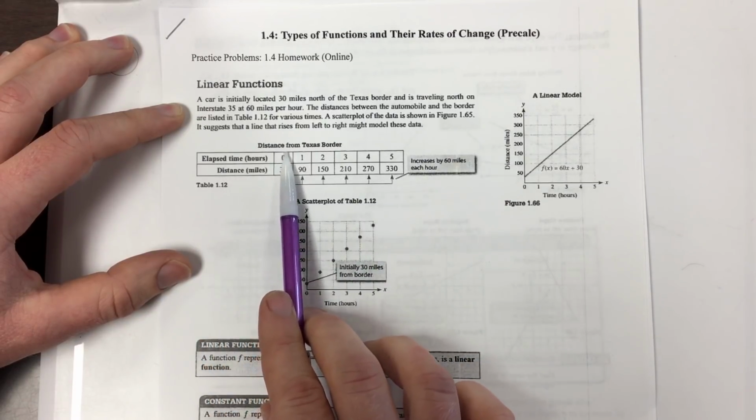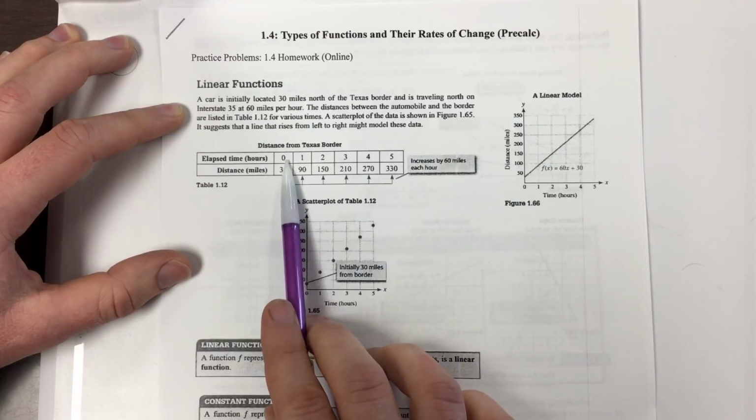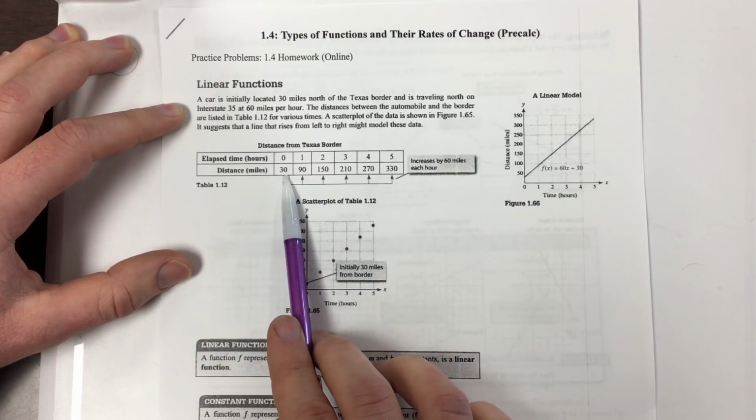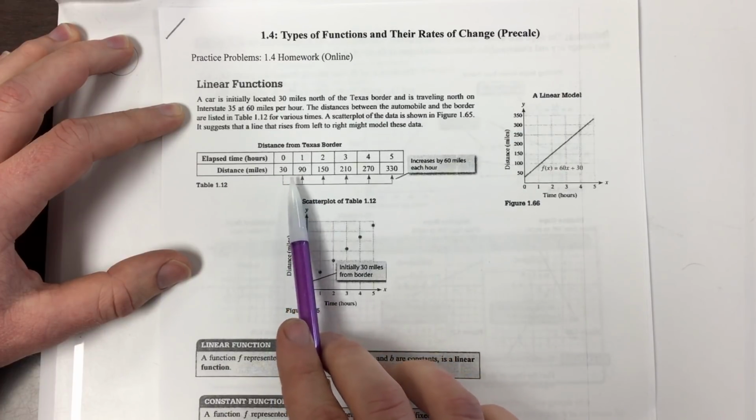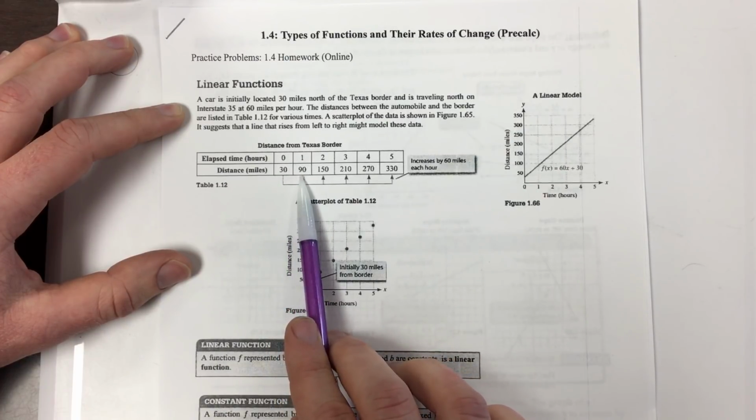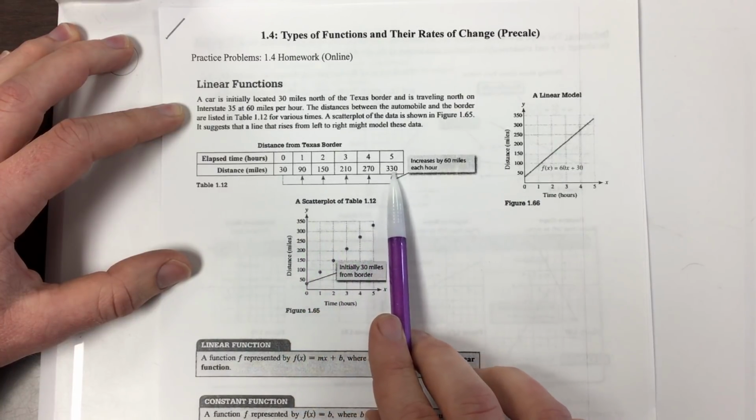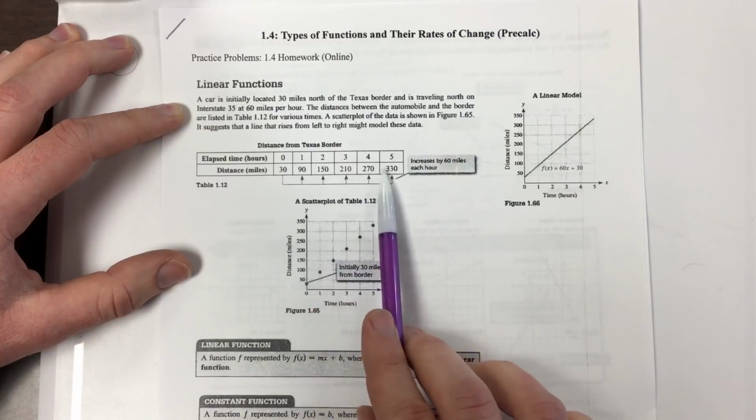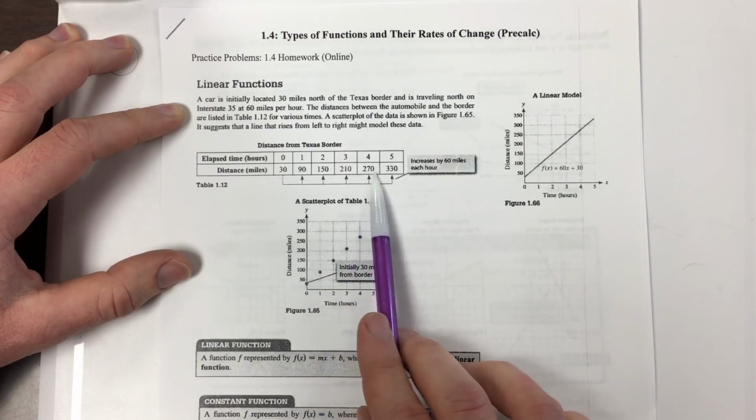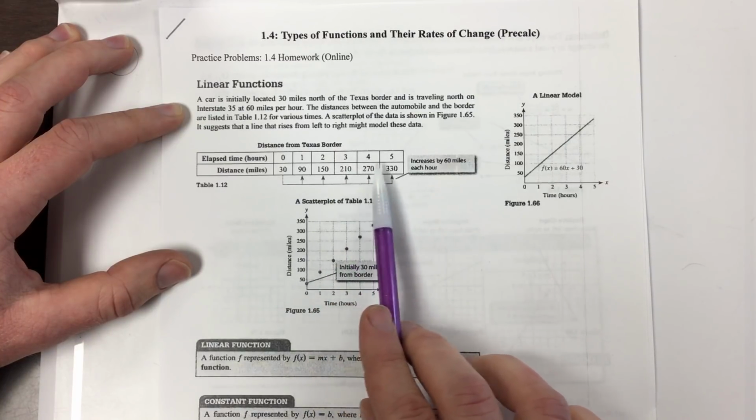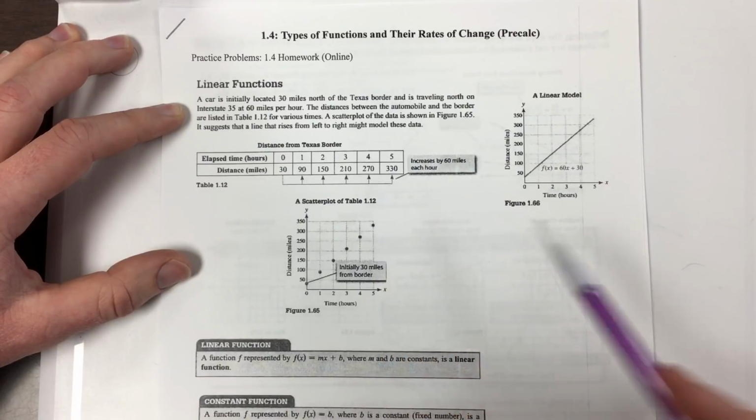So, elapsed time, 0 hours gone by, distance is 30. So that's where they said they started, 30 miles north of the Texas border. After an hour, he moved 60 miles an hour, so he moved 60 miles. Now he's 90. Now he's 150, now he's 210, now he's 270, now he's 330. So you can see each hour that goes by increases by 60 miles.